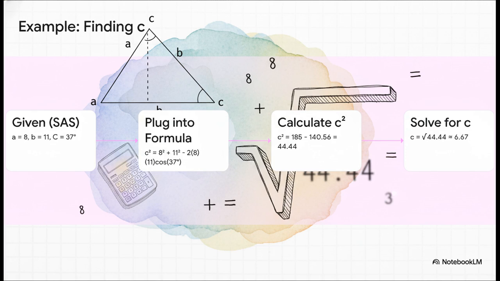Step 1, we just write down our formula. Step 2, we plug in all the numbers we know. Step 3, and be careful here, we just run the calculation. Remember your order of operations. We get that c squared is about 44.44. And for the final step, we take the square root of that, which gives us our missing side, about 6.67. See? Not so bad, right? A clear path straight to the answer.